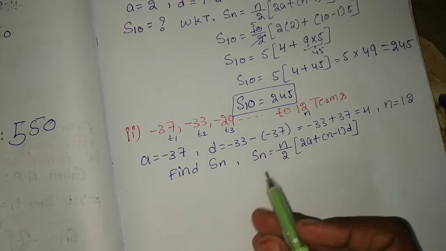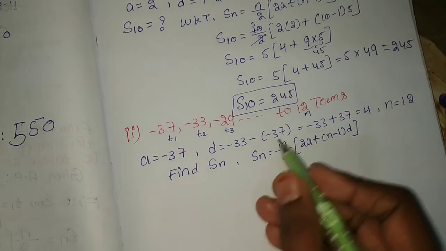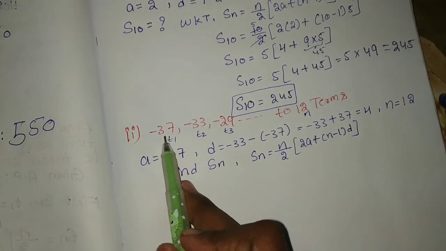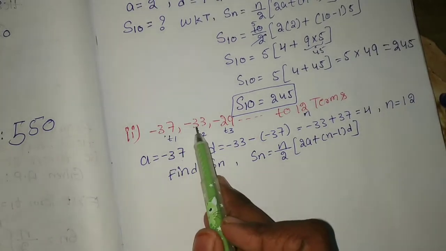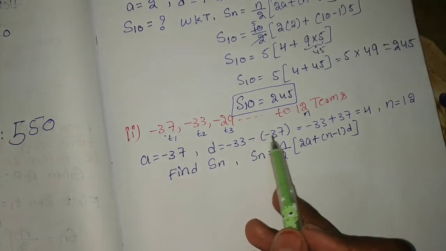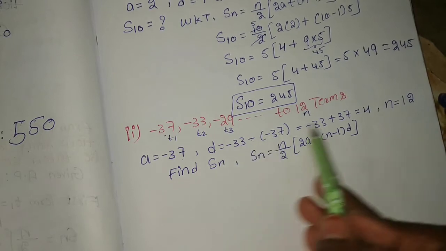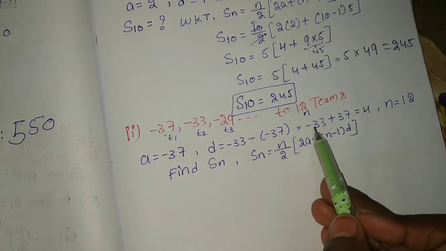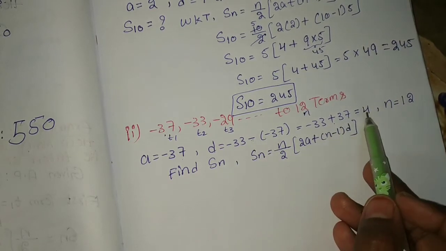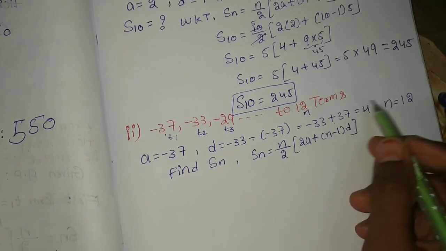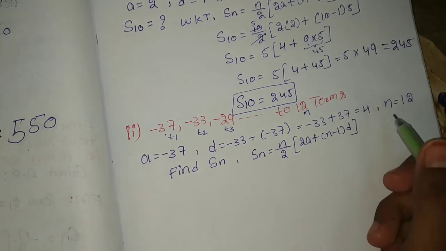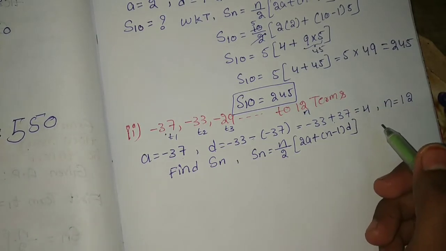See the second question, same process which I told you before. First term, that is A, is minus 37. Common difference, that is T2 minus T1, minus 33 minus, minus 37. Minus into minus we get plus. So what is minus 33 plus 37? We get 4. If you don't know how to add and subtract these, I have already given it in the description box. Check once. These are the basic maths.